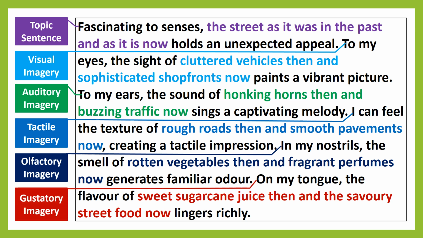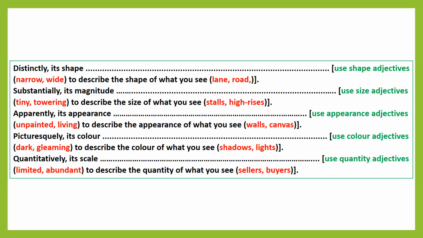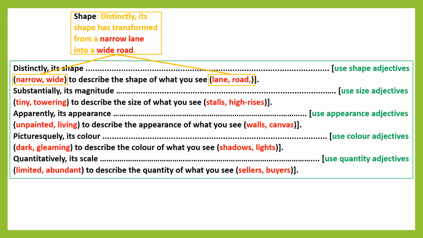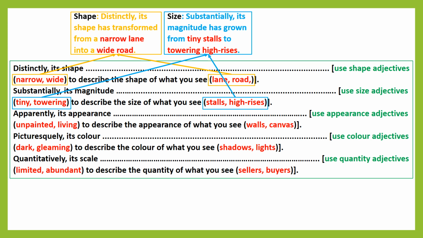Let's begin with body paragraph 2. Combine the shape adjective narrow with the noun lane and wide with road to describe the shape of the street in the past and present. Combine the size adjective tiny with the noun stalls and towering with the high rises to describe the size of the buildings along the street.